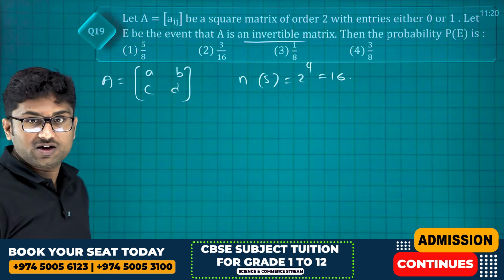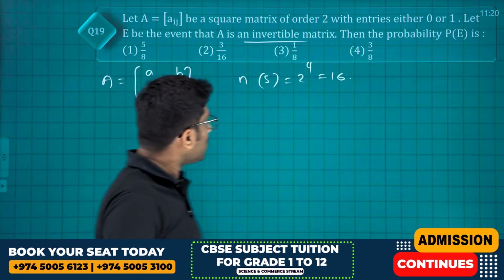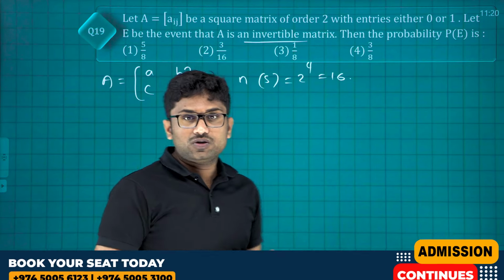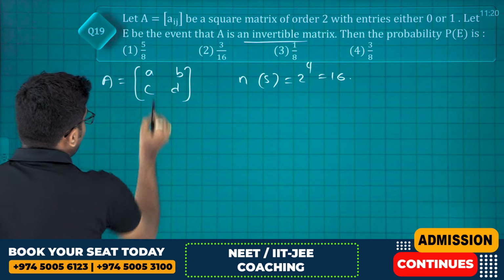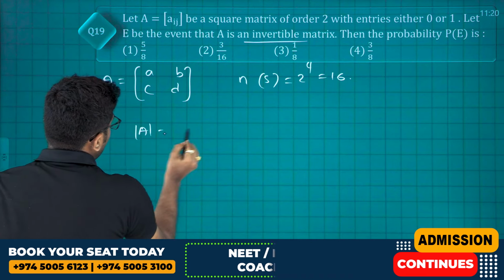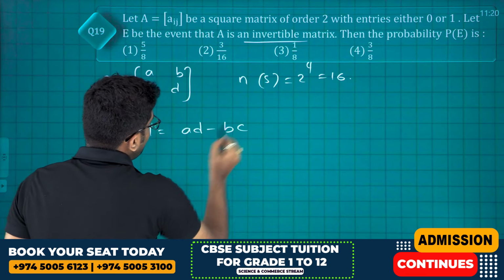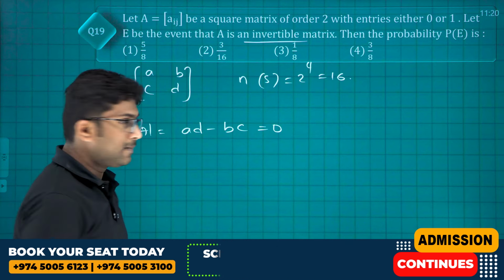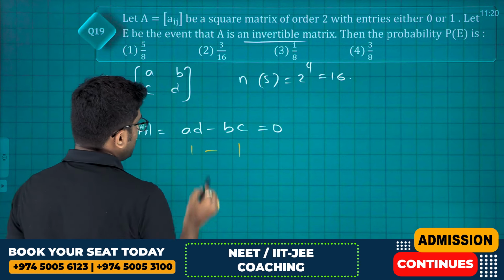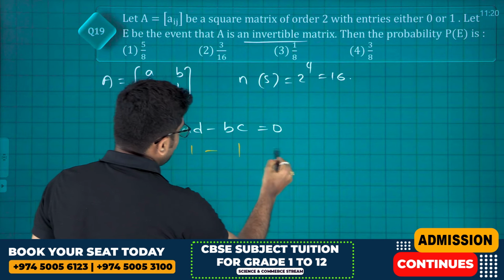Invertible means non-singular. Non-singular means determinant should not be 0. So first we will find what are all the cases where determinant is 0. Determinant means det A, AD minus BC, friends. AD minus BC will be 0. What are all the cases? When 1 minus 1. So that is A1, D1, B1, C1. This is the one case.